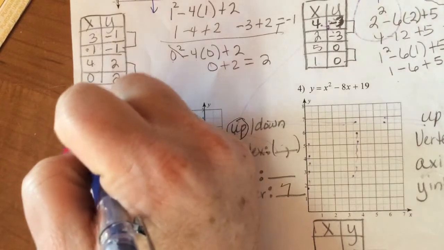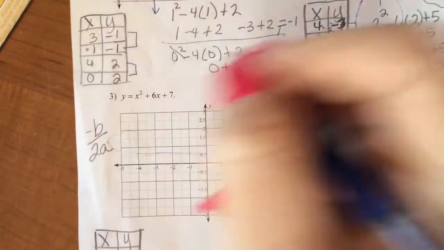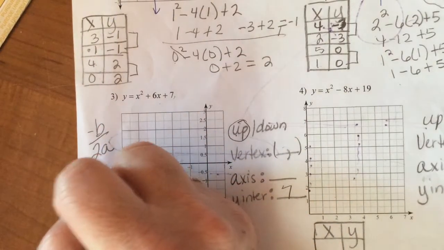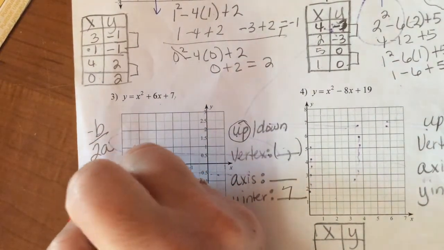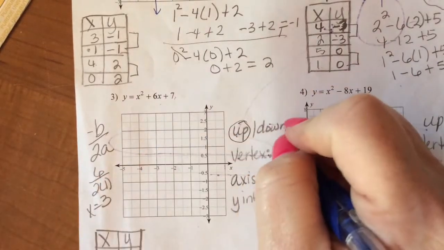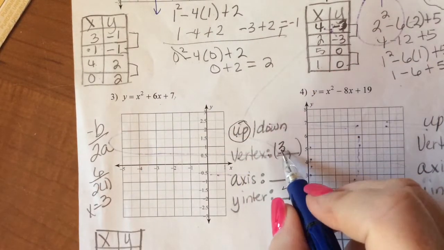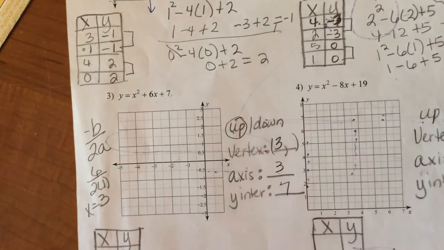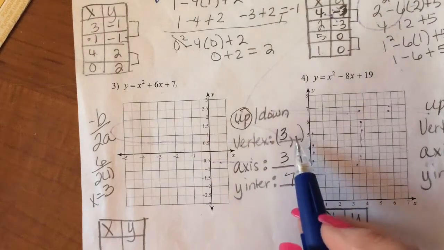So let's start with the vertex. If you remember, we said it was negative b divided by 2a. So our b is the 6, divided by 2 times 1, which we know is 2. So x is equal to 3. So our x is 3, so that means our axis is 3. Very easy, guys. Nice, easy points. So now we've got to figure out what our y is.